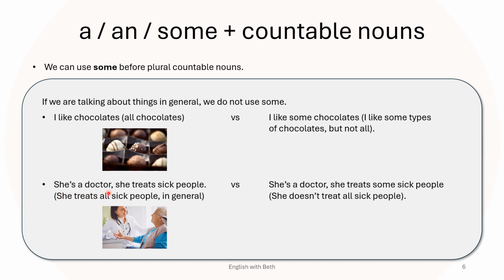She's a doctor. She treats sick people. Means she treats all sick people in general. If we add some into that sentence, it changes the meaning. So it becomes, she's a doctor. She treats some sick people. That means she doesn't treat all sick people. She only treats some. The meaning of the sentence has been changed.